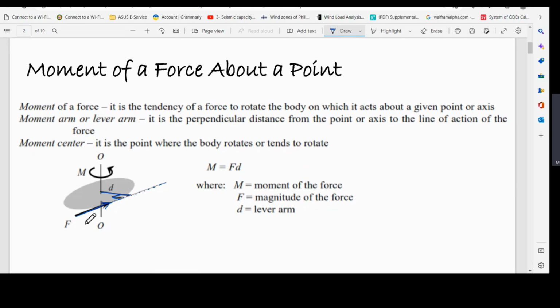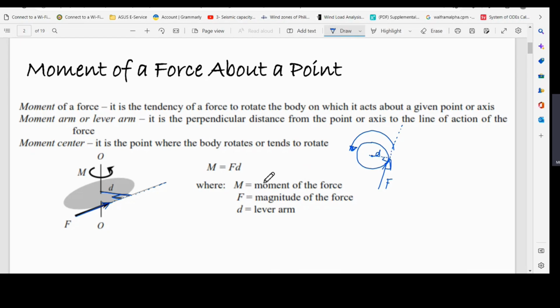Again, the concept is that if we apply a certain force to our particle, it will tend to rotate the particle. For example, this is our particle, and we now apply a force F here. So our body will now rotate. Then we extend the line of action of our force, and from the moment center we find the perpendicular distance. That is what we call the moment arm or the lever arm.